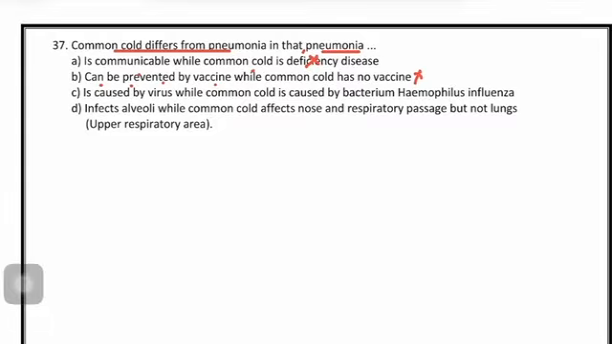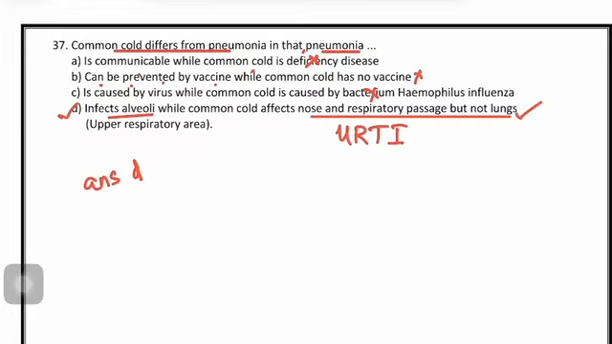Pneumonia is caused by virus, while cold is caused by bacterium. Wrong. Common cold is caused by a virus, whereas pneumonia is caused by a bacteria. D. Pneumonia infects alveoli. True. While common cold affects nose and respiratory passage, but not lungs. Absolutely correct. So answer is option D. In fact, your NCERT says common cold is an upper respiratory tract infection and does not affect lungs.